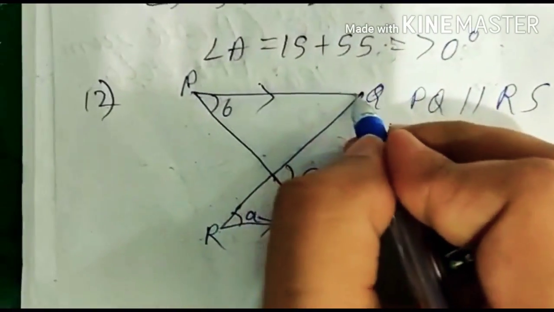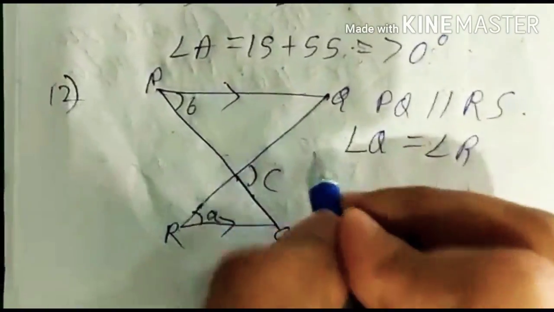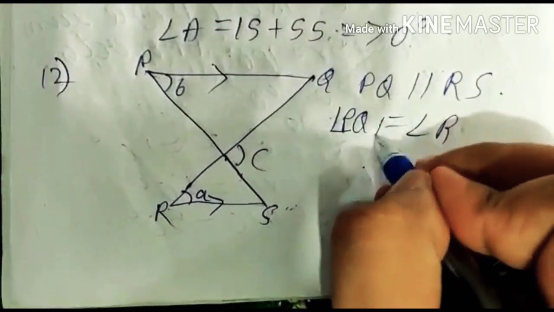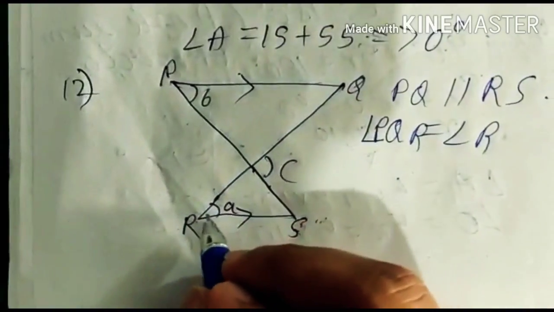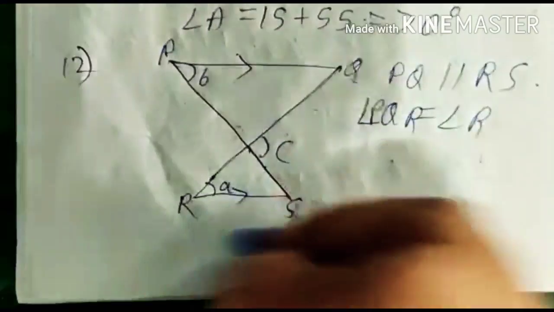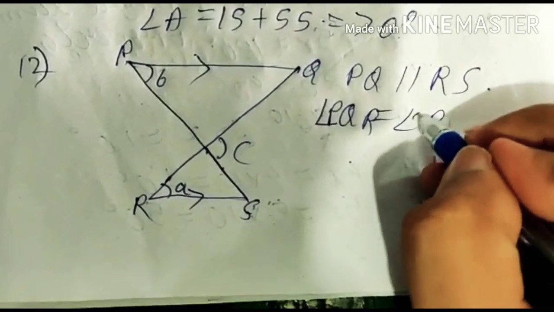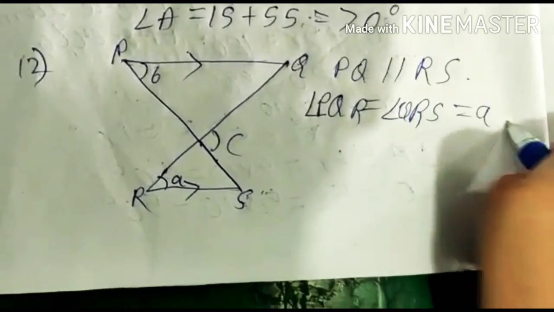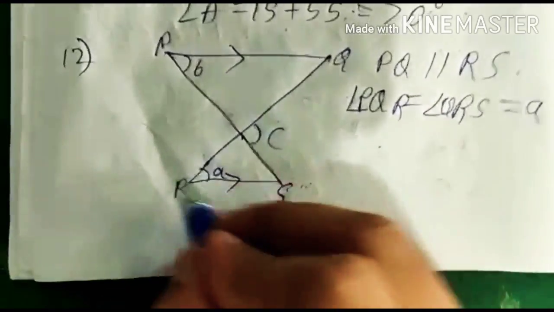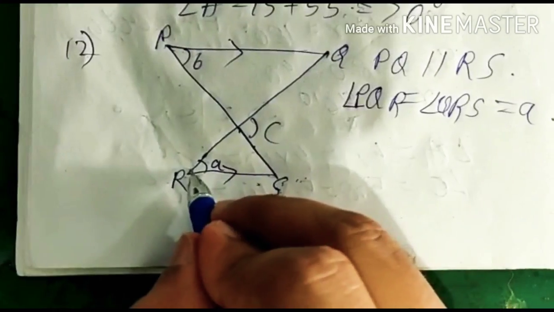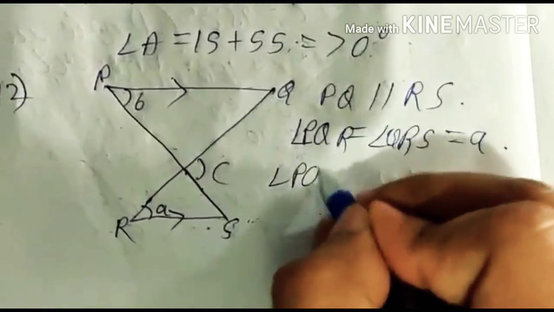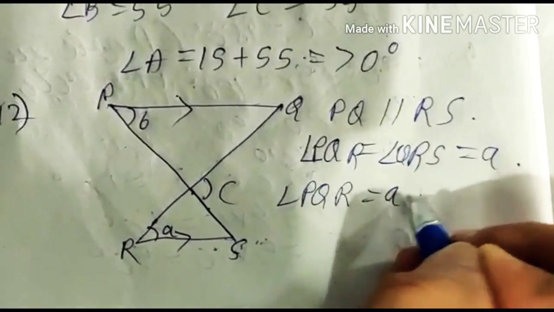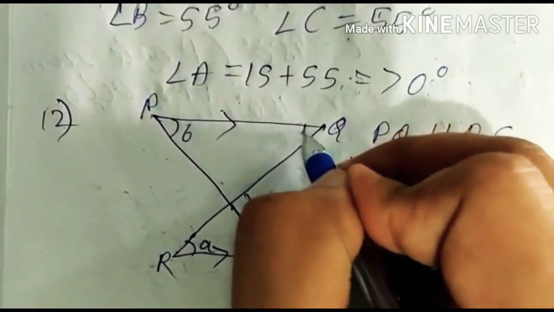Means angle PQR is equal to angle QRS. That is A degrees. This was given, QRS is A. So angle PQR is A. This came out to be A.